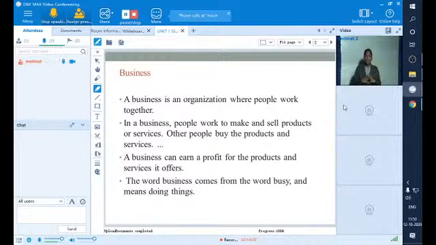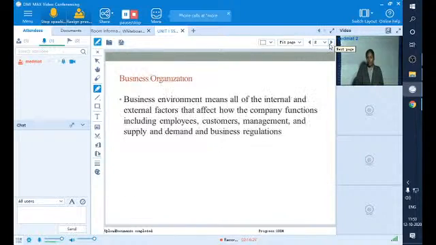So what is the definition here? A business is an organization where people work together. In a business, people work to make and sell products or services. Other people buy the products and services. A business can earn a profit for the product and service it offers. The word business comes from the word busy and means doing things.